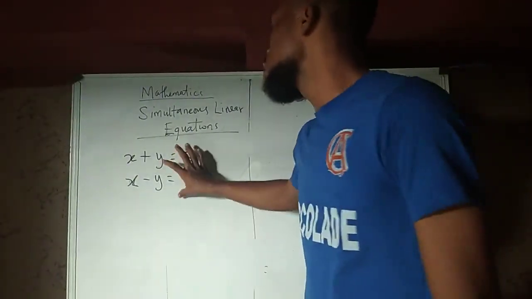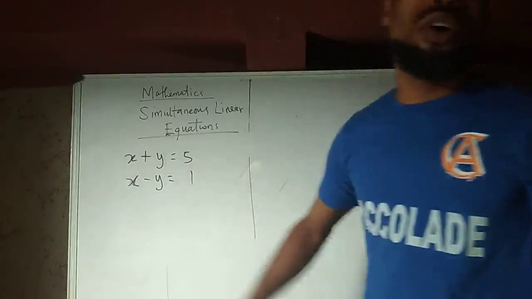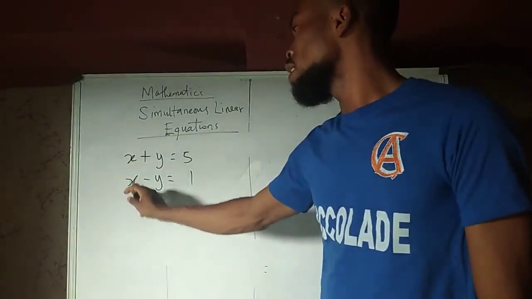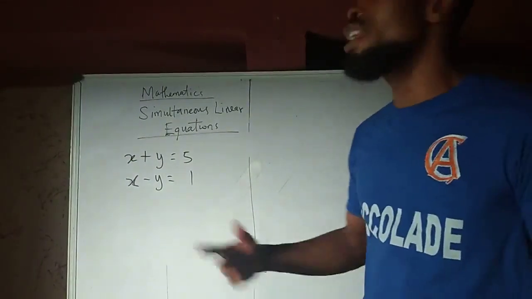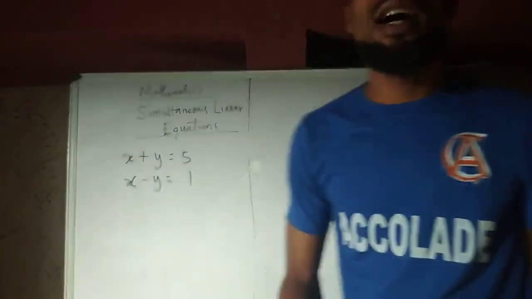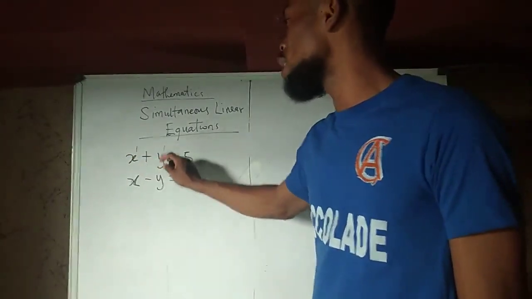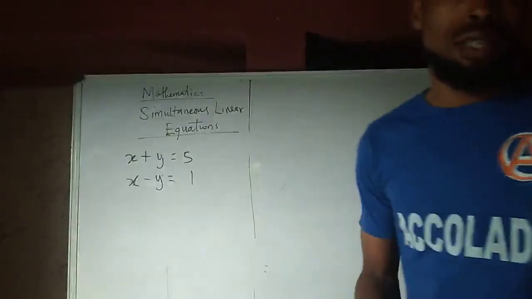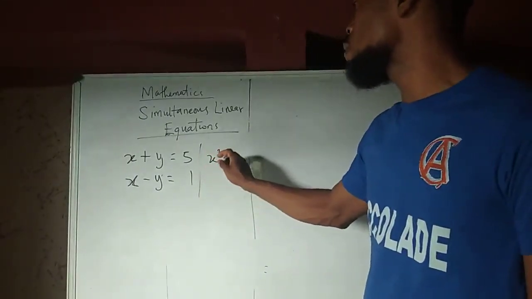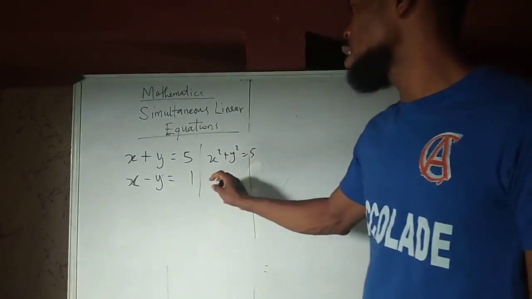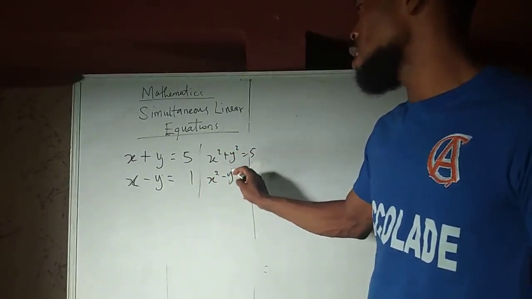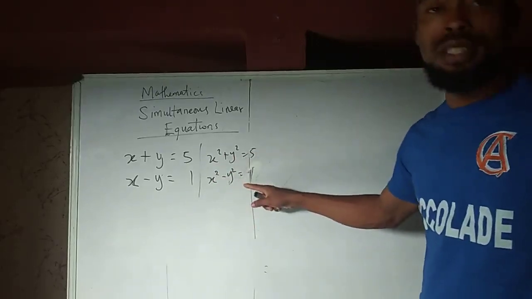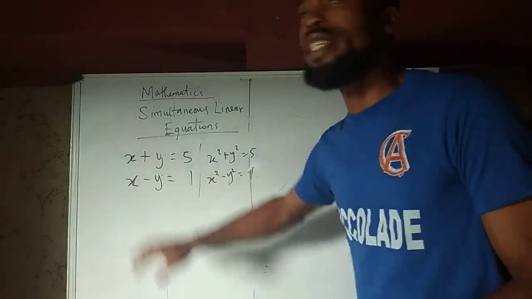So for us to solve this type of equation is called a simultaneous equation. Now the name linear is coming from the fact that each of the equations is linear. By linear I mean that the power of the variable is 1, even if it's not shown. As against something like x squared plus y squared equals 5 and x squared minus y squared equals 1, which will not be a linear equation. But this is a linear equation.